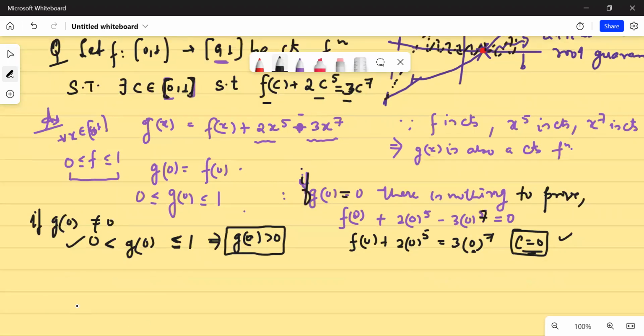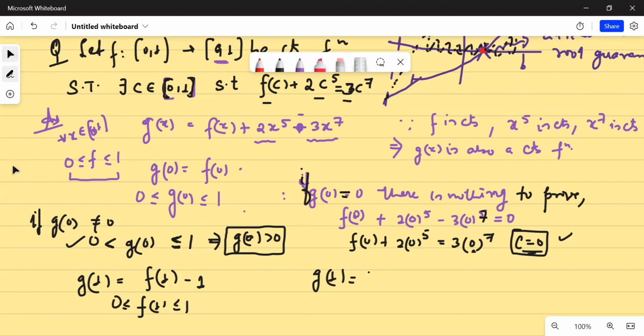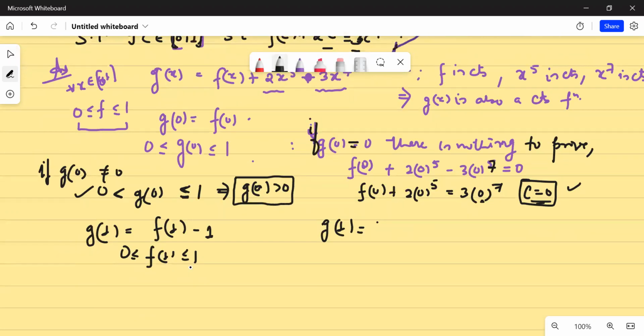Now, my other assertion is, what would be g(1)? g(1) would be f(1) minus 1, because 2 into 1 is 2, minus 3, 2 minus 3 is minus 1, so f of 1 minus 1. And again, the same thing. f(1) will obviously lie between 0 and 1 only. And if this is the case, then if I subtract 1 from both sides, I will write that my g(1) would lie between 0 and minus 1, if we subtract 1 from both sides.